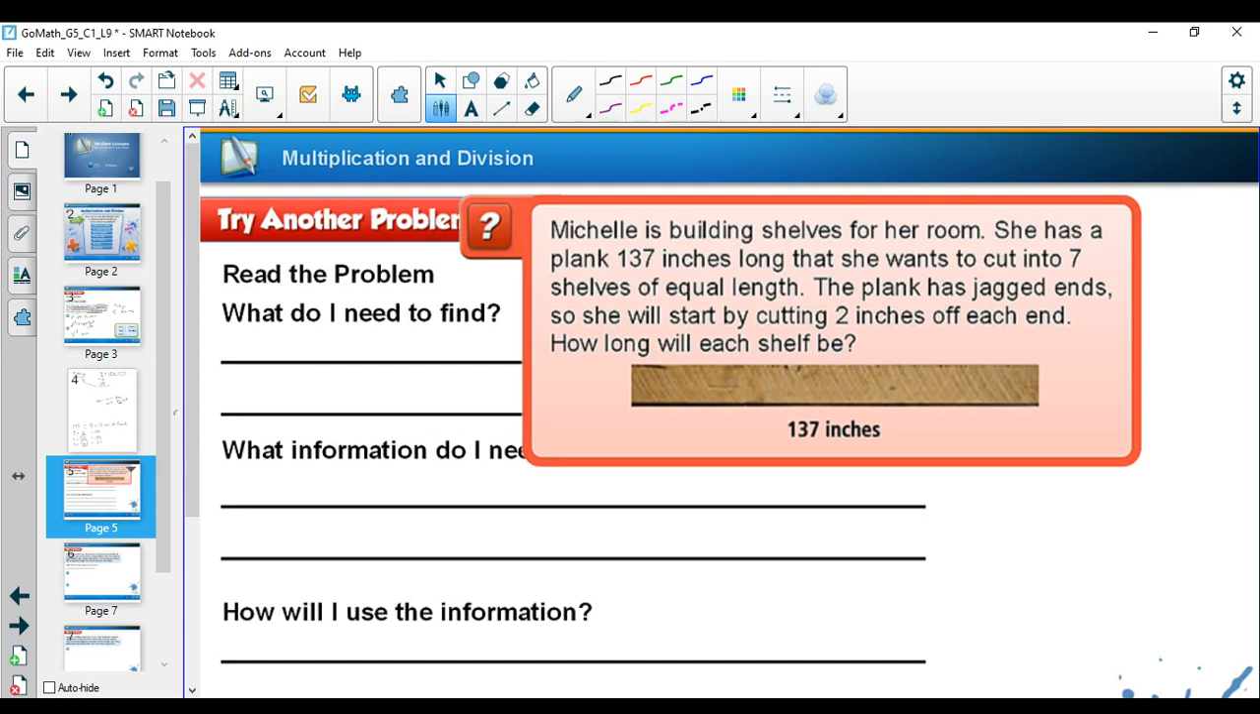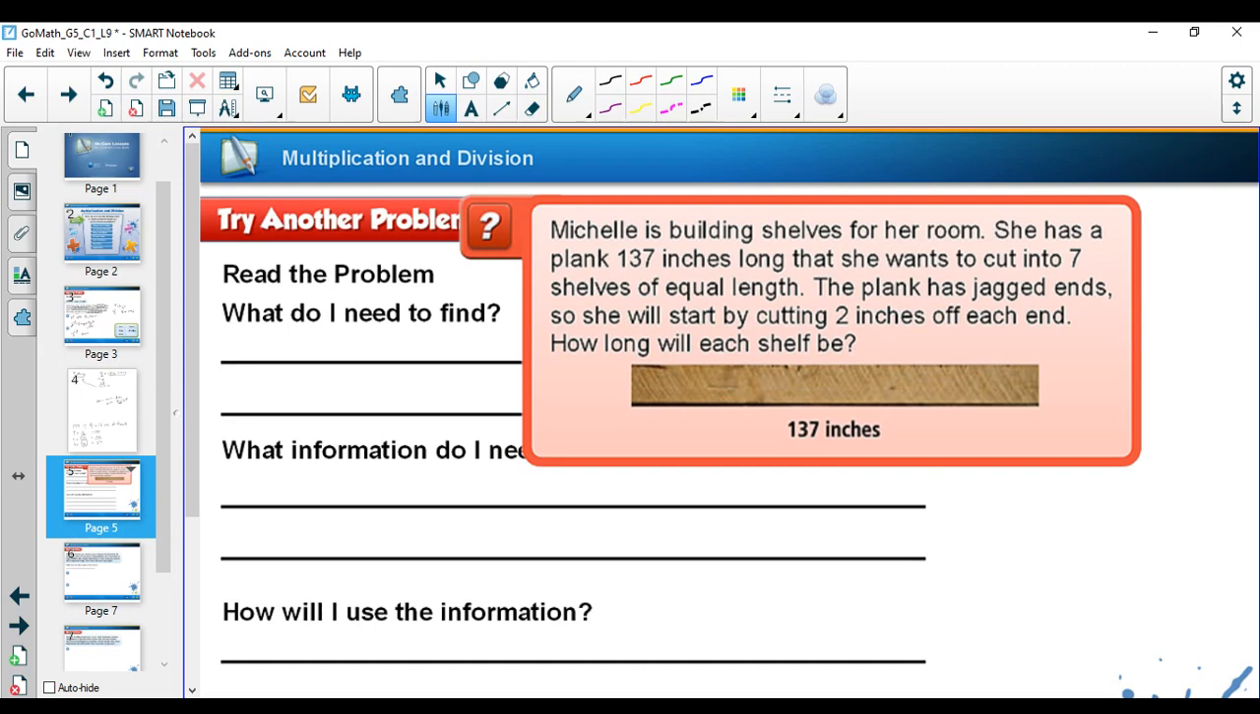So in this problem, we're dealing with Michelle. And it says Michelle is building shelves for her room. She has a plank that's 137 inches long that she wants to cut into 7 shelves of equal length. The plank has jagged ends, so she will start by cutting off 2 inches from each end. How long will each shelf be?